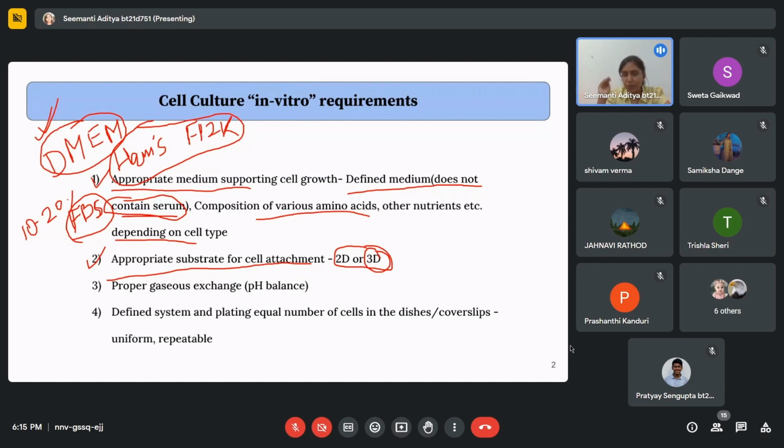Otherwise, if you are interested in some signaling pathways, or in some kind of imaging or protein purification, then 2D cell culture is enough. But for pharmaceutical industries, or for drug-related processes, those things which require a more physiologically relevant environment, 3D cell culture is required, and so an appropriate substrate is needed.